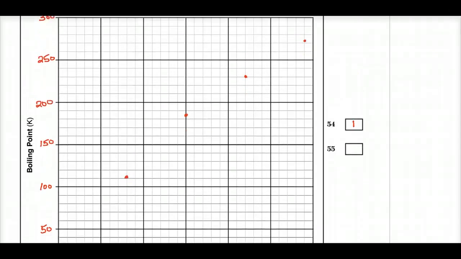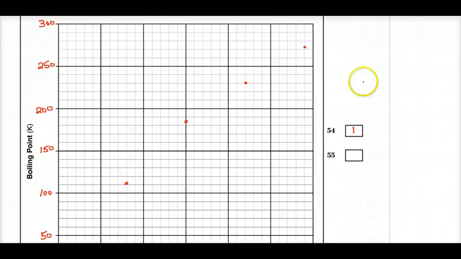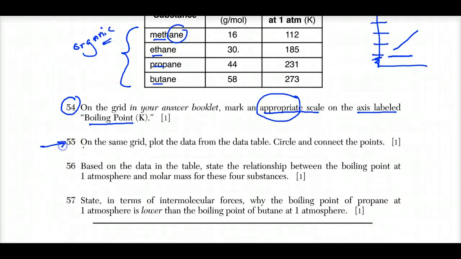Okay, no terrific math. I'm just showing you the plotted points, which is not what you were scored for in this question 54, but I'm showing you that my trend is easily being shown with my scale. So this gives me 1 point. Number 55 states, on the same grid, plot the data from the data table, circle and connect the points. Okay, now just be careful, don't be lazy here.